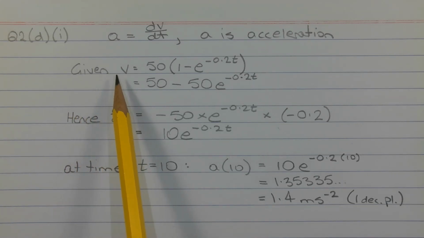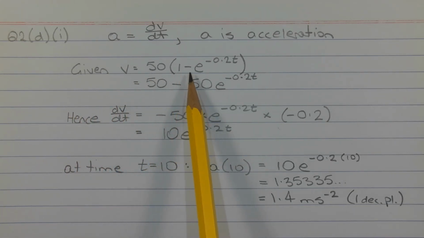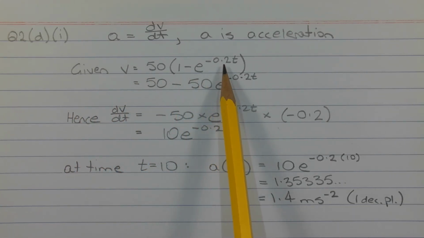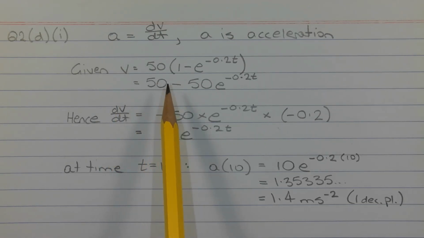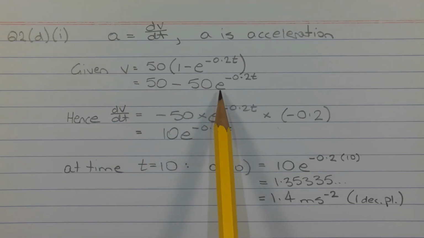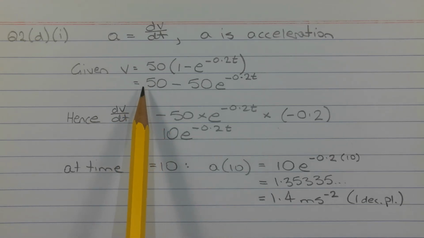So given that v is equal to 50 times (1 minus e to the power of negative 0.2t), we can make the differentiation a little easier if we expand the brackets first. So v is equal to 50 minus 50 times e to the power of negative 0.2t. Now the derivative of 50, being a constant of course, is 0.